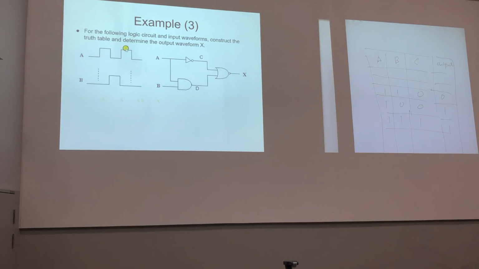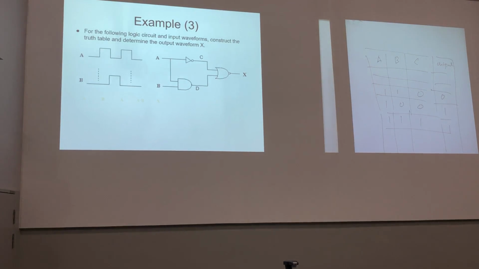How many signals do I have? 1, 2, 3, 4, 5, right? And if you look at it, you know this is low, high, low, high, low. So it means 0, 1, 0, 1, 0. Okay? So for the signal A itself, your truth table should have 5 rows. The first column is 0, 1, 0, 1, 0.